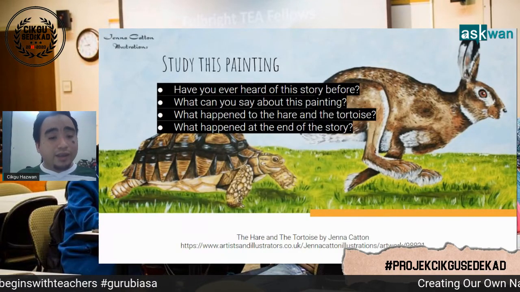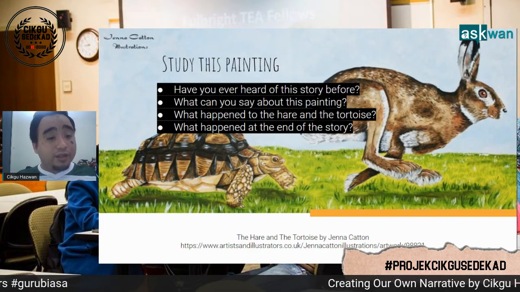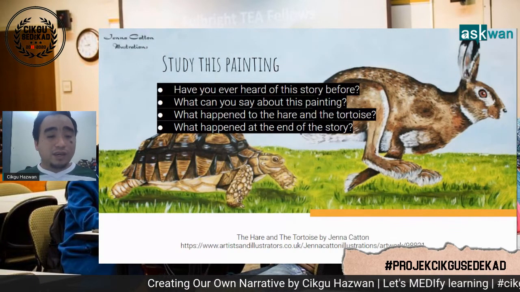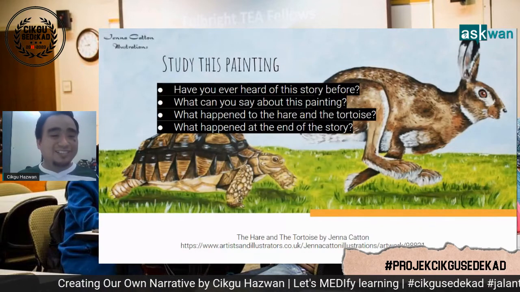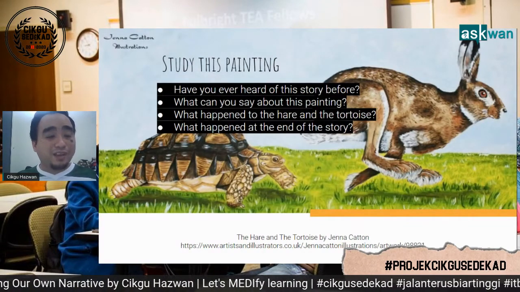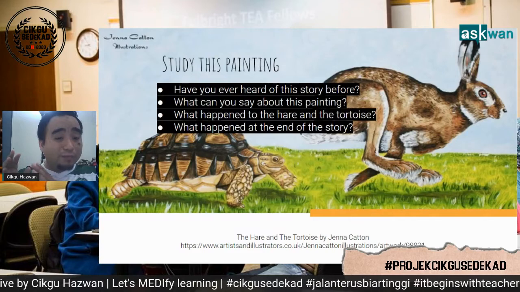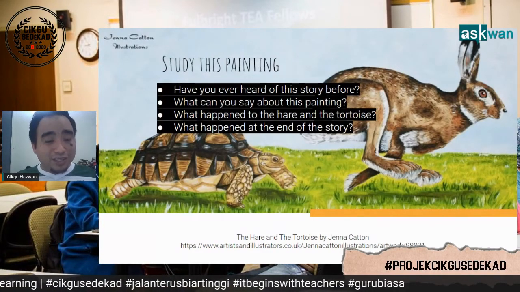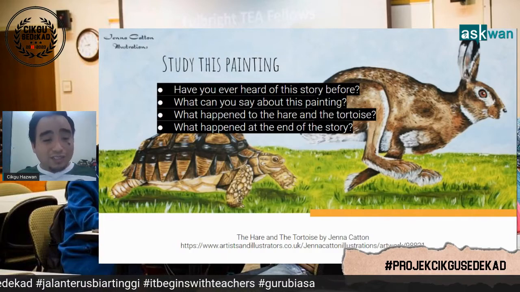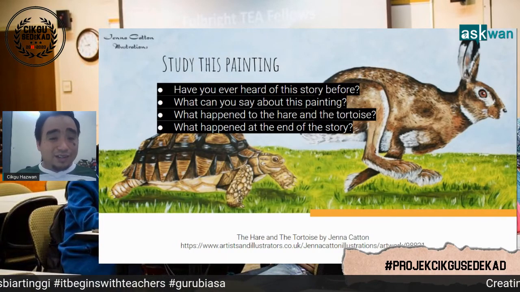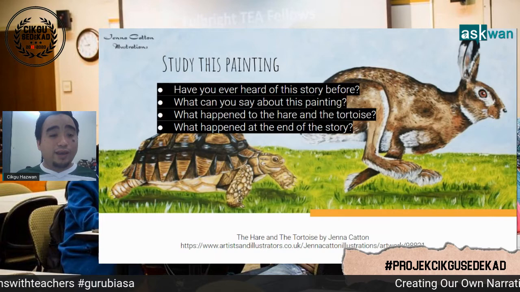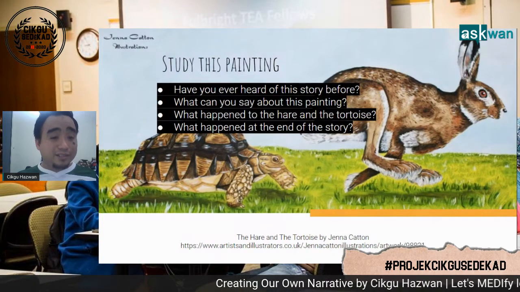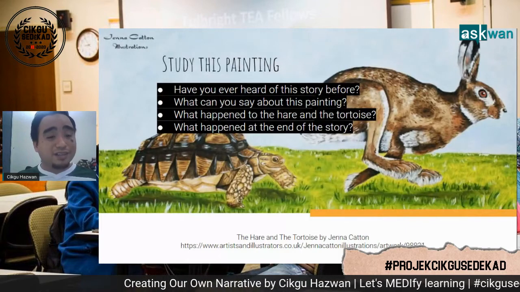And then next, what happened to the hare and the tortoise? Apa berlaku kepada arnab dan kura-kura ni? Who wins the race? And then what happened at the end of the story? So we know what happened at the end of the story. For example, in the story, the tortoise won the race. Why couldn't the hare win? That's a good question actually. Kenapa arnab ni tak menang?